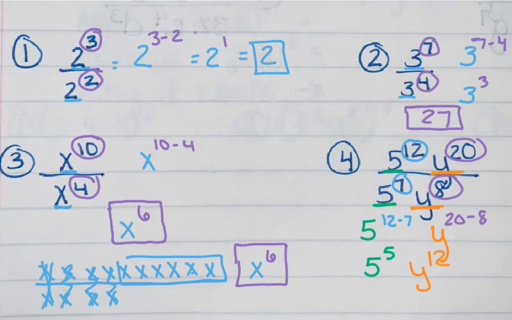Okay, but I can simplify 5 to the 5th further. So 5 times 5 times 5 times 5 times 5. So 5 to the 5th becomes 3,125. You can do that in your calculator.